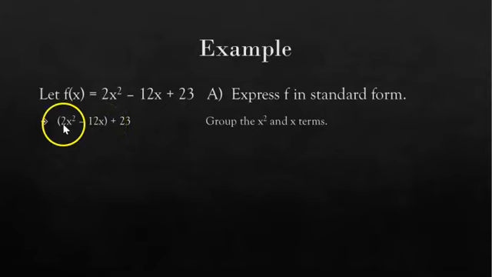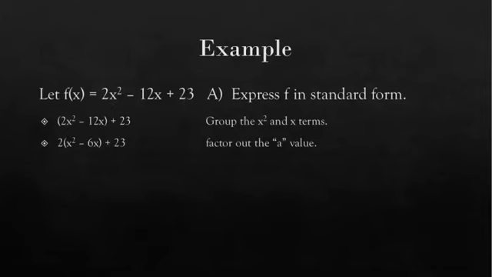Next, you're going to factor out any number that's in front of your x squared. So even if it doesn't go evenly into this 12, you still need to factor it out, and you would end up with a fraction here. So I'm just going to divide both of these by 2. The 2 would go to the outside here, and we just have x squared minus 6x on the inside.